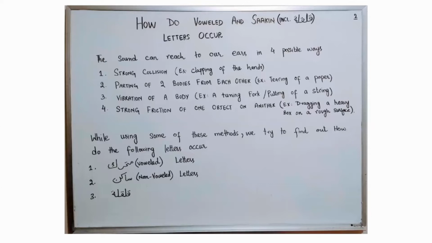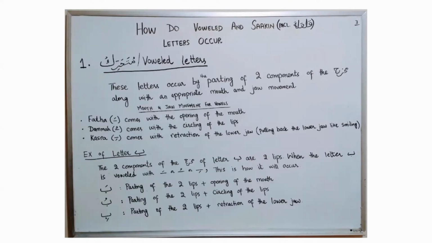While using some of these methods, we try to find out how the following letters occur. If the letters are mutaharrik, meaning voweled, if they have fatha, dhamma, or kasra, or if they are sakin letters, they don't have any vowel on them. And the third one is qalqalah. Vowel letters occur by the parting of the 2 components of the makhraj, along with an appropriate mouth and jaw movement. Before we take an example of a letter, let's see the mouth and jaw movement for vowels.